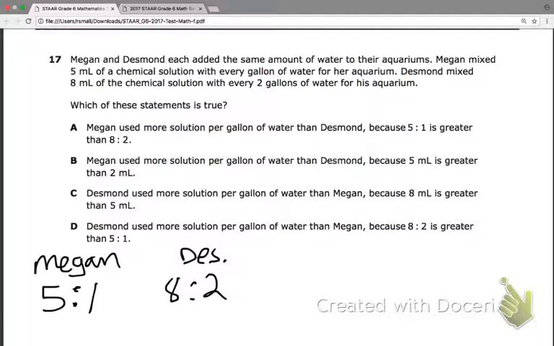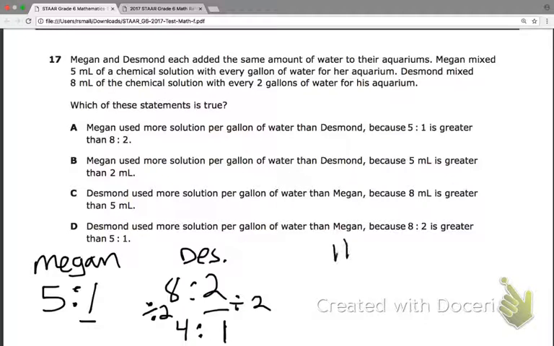Well, in order to compare these accurately, I need to get one of my numbers to be the same. So 5 and 8, there's no way I can multiply 5 to be 8 or divide 8 to be 5. So let's look at our other numbers, 1 and 2. Ooh, I can divide 2 by itself to get 1. So I'm going to divide this by 2 to get 1. And what I do to one side, just like on my equations, I have to do to the other side. So 8 divided by 2 gives me 4.